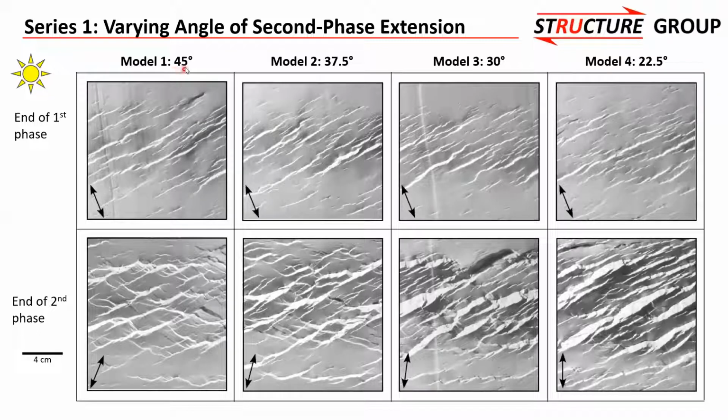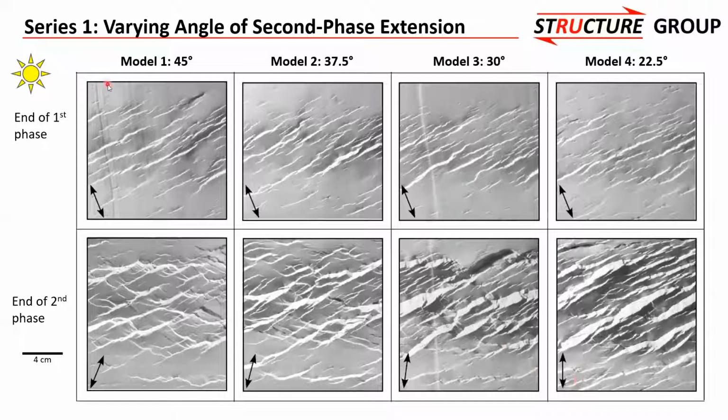extension directions. So for example, this model 1 is our base case. The angle between this extension direction and this extension direction is 45 degrees. Whereas if we go to model 4, where it's 22.5 degrees between extension directions, here you can see the arrows between the top row were the same as for all models. Whereas if we look at the bottom row, we see that the extension direction of the second phase has changed.